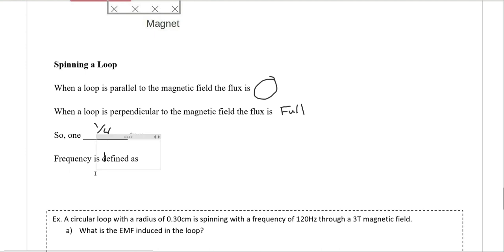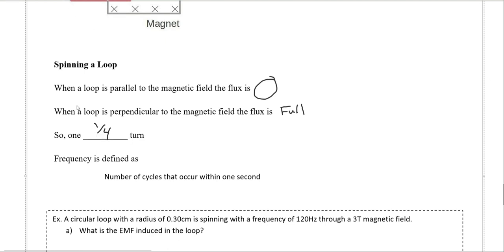And frequency is defined as the number of cycles or number of turns that occur within 1 second.